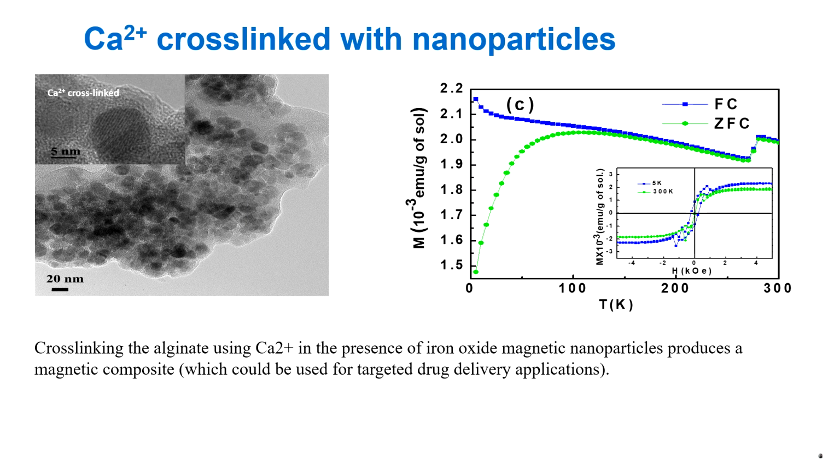So calcium, two-valence, cross-linked with nanoparticles, they look like this under the TEM, and you will see 20 nanometers here. So you can see several particles within 20 nanometers. So the particle size must be like 1 to 5 nanometers in this cross-linking.